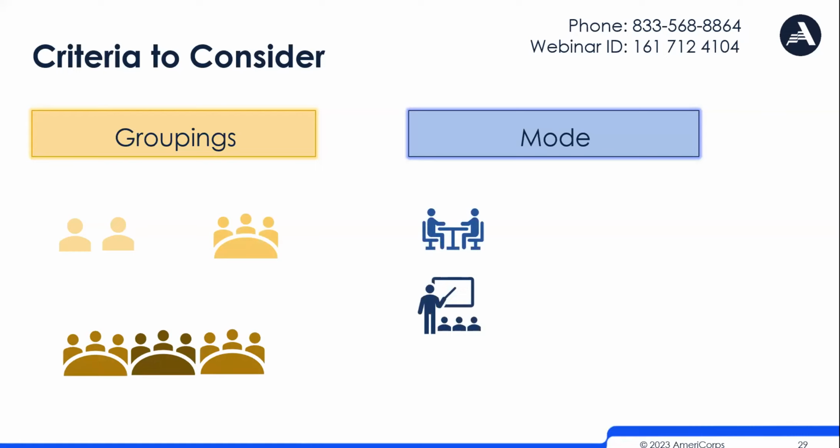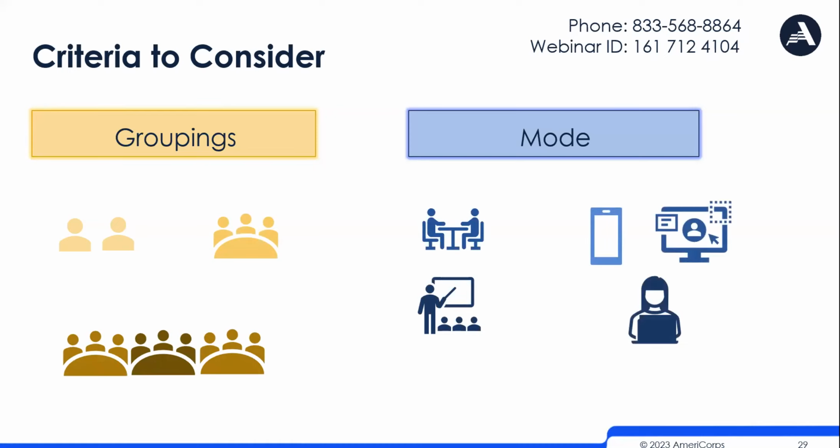A second consideration is what mode you're going to use. And by that, I mean, is it feasible to bring your people together in person? Or is it just more realistic, easier, and cost-effective to host a virtual meeting or to have members complete an online course individually or watch a recorded webinar on their own? In some cases, the orientation for new members may include a bit of each, right? A mix, a hybrid of modes and groupings.